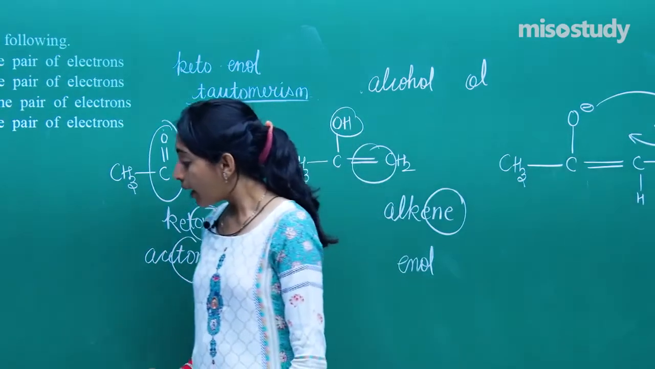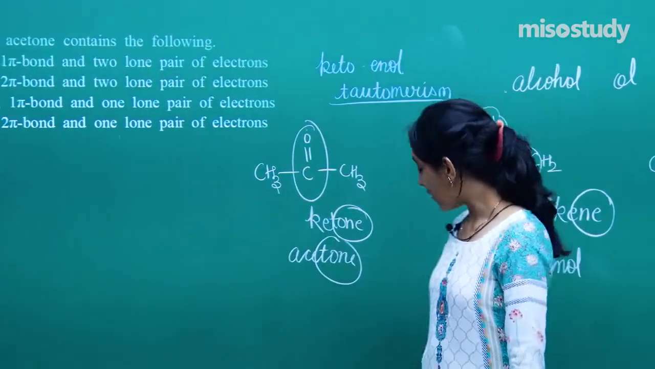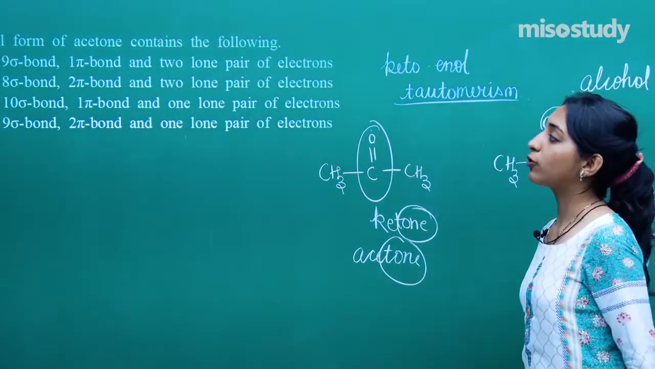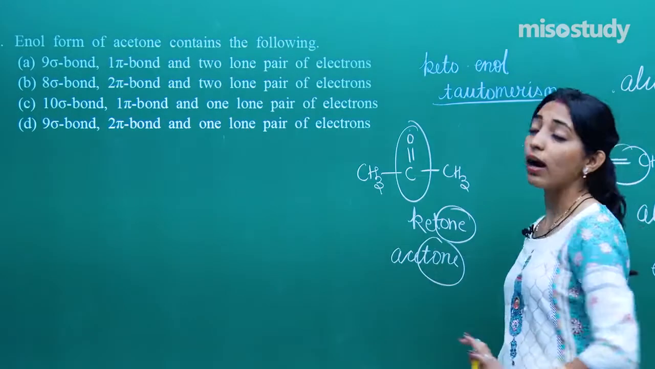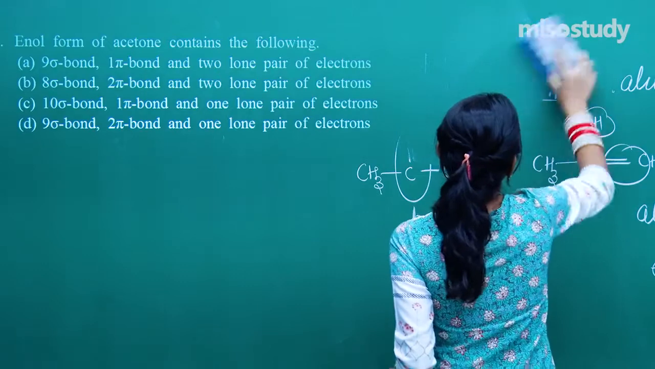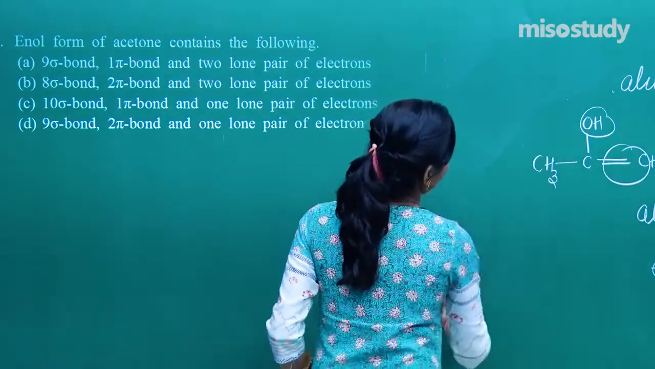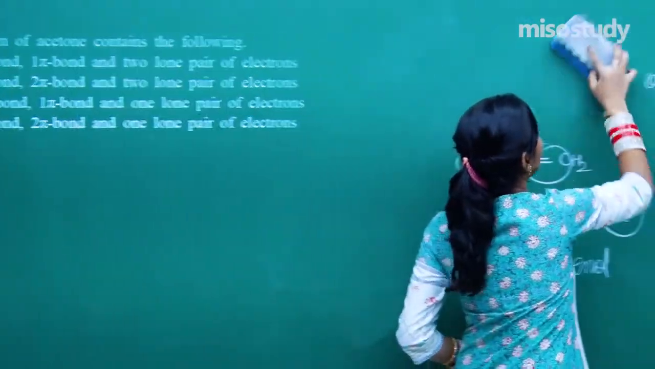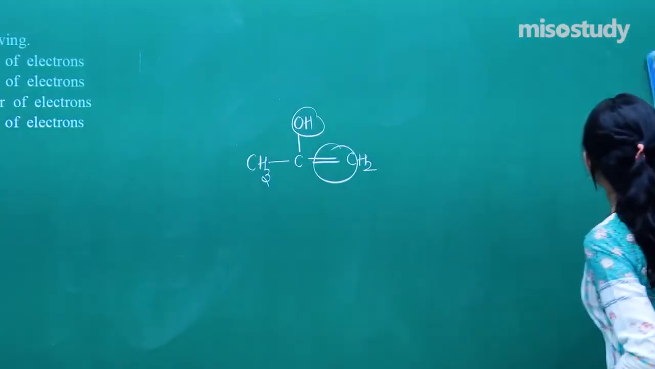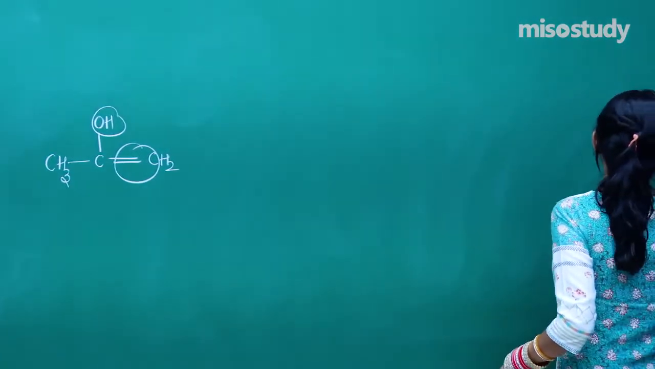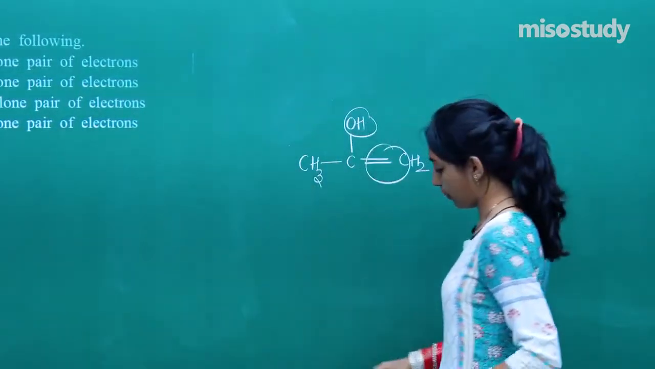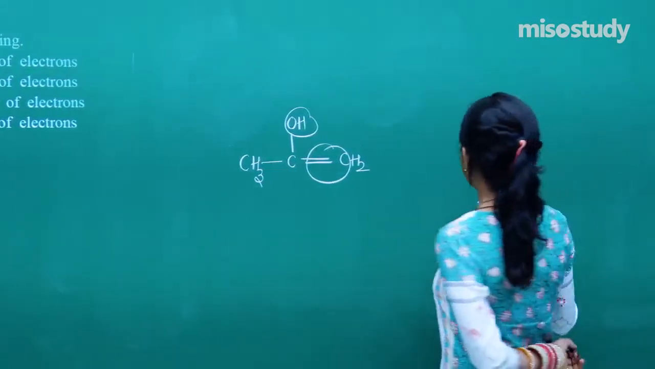Okay. But now finally let me come on to the question, and here the question was that you have to figure out the enol form of acetone contains how many sigma, pi bonds and how many pairs of electrons. So the best way to do this question is to draw the detailed form of the enol. That means every single lone pair has to be shown properly, every single single bond, double bond should be shown perfectly. So see, how will I show?